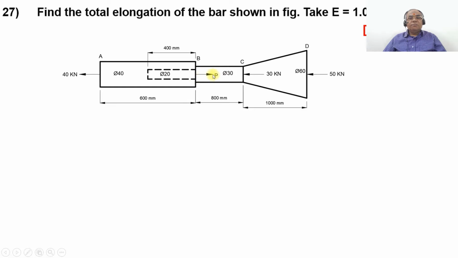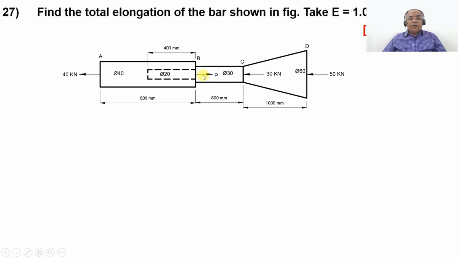a load P acting towards the right side. The loads acting towards the left side are 30 and again 50 kilonewton. This is a uniform bar of 40 mm diameter, and there is a 20 mm bore diameter having a length of 400. The overall length of the specimen AB is 600, the length of BC is 800, and then you have a uniformly tapering bar from 30 to 60 having 1000 mm length, for the sections AB, BC and CD respectively.